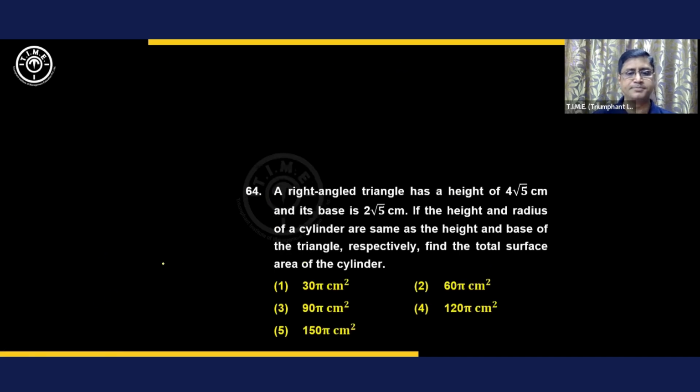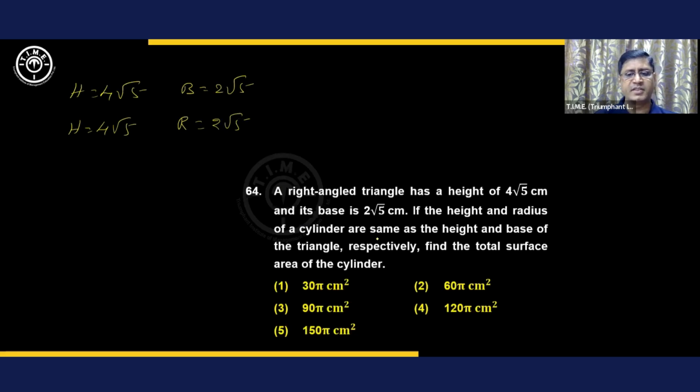Now look at the next example. A right angle triangle has a height of 4√5 centimeters. Right angle triangle height is given. That is 4√5, and the base is 2√5. If the height is equal to the radius of the cylinder, so cylinder height and the radius, height is equal to how much? That is 4√5. And what is the radius? Radius is equal to 2√5.